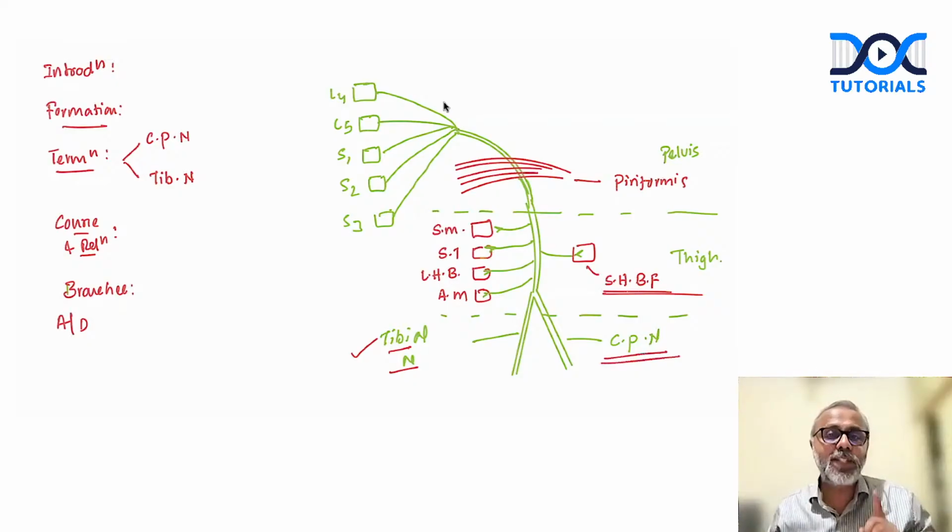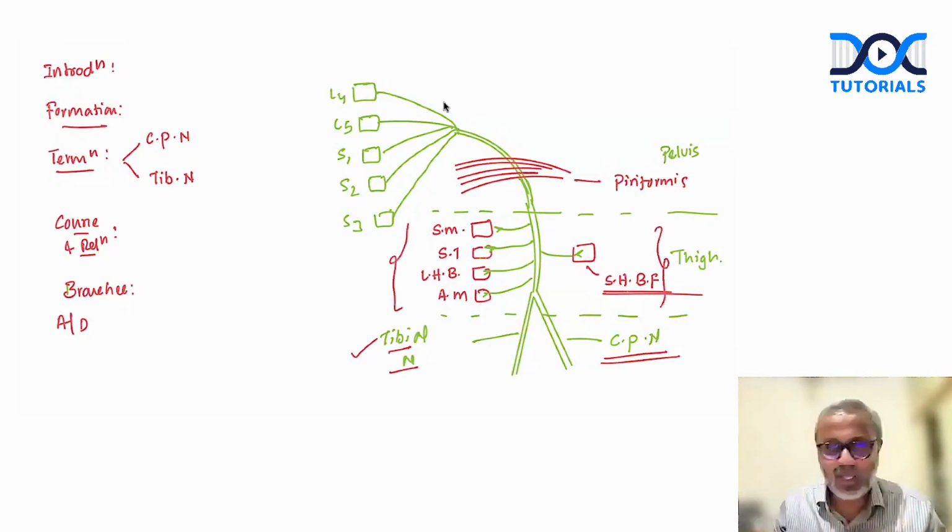Common peroneal nerve is responsible for supplying the muscles of anterior compartment of the leg, muscles of lateral compartment of the leg, also the skin of these two compartments. This is what we need to write for common peroneal nerve. Are we clear? Right? So main branches, remember, this is a must.